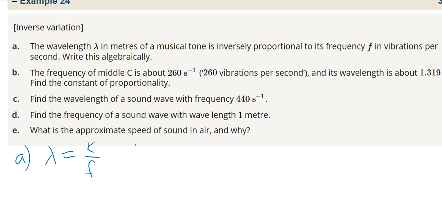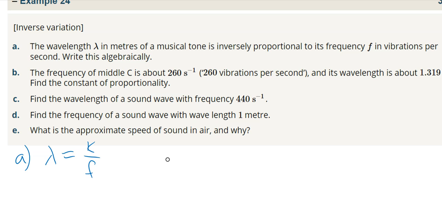Why wouldn't it matter even if you wrote f is equal to k on lambda? Yeah, it goes both ways. If you think about it algebraically, if I multiply this up, then I've got lambda f equals k, and I can divide by lambda to get f equals k on lambda. So you don't have to worry about how you're reading the question. The wavelength, it says it's inversely proportional. Great, it's some constant divided by the other thing.